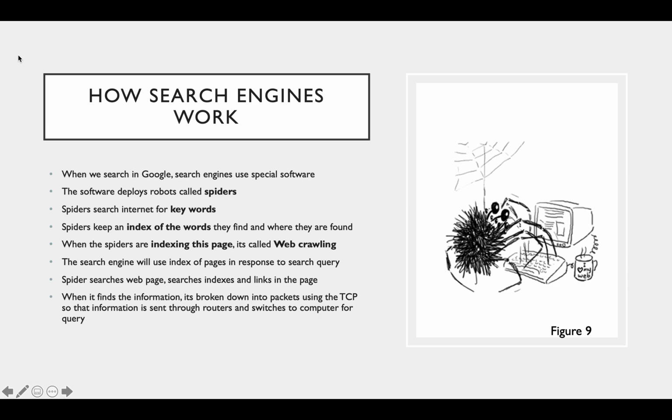Okay, so let me know if you have any more questions about that, and ask your lecturer as well, to understand exactly the difference between how computers work and how search engines work. But so far, just think of it as you're Googling, and there are spiders going to find keywords. They're going to be indexing the page and searching for relevant things that you're looking for. They find this info, they break it down into packets using TCP, so the info gets sent through routers and switches to the computer for the query.